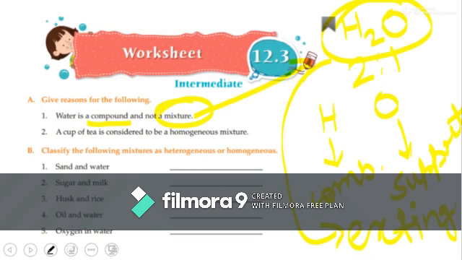Next we have: classify the following mixtures as homogeneous and heterogeneous. सैंड एंड वाटर. If I talk about the sand and water, तो यहाँ पे बेटा आपको एक सेपरेशन लेयर दिखती है. सैंड बीकर के नीचे कलेक्ट हो जाती है एंड वाटर ऊपर सेपरेट आउट हो जाता है. तो this is a heterogeneous mixture, right?